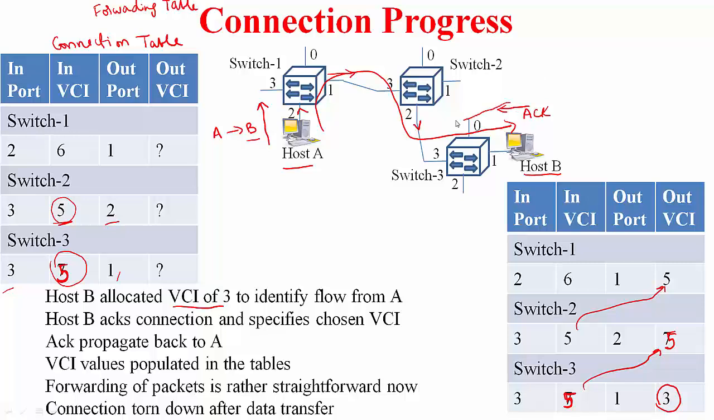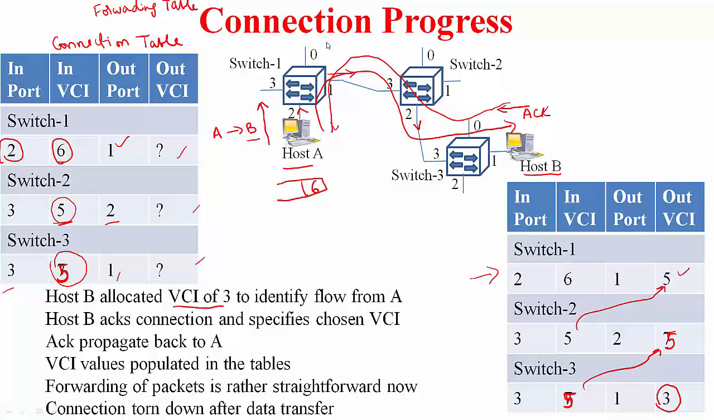Now as this ACK from B propagates back to host A, all these out VCI fields are filled up as shown here. Now forwarding of a packet is very straightforward. When host A assembles a packet to host B, it is going to put a VCI of 6 and send it to switch 1. Now switch 1 is going to consult the connection table, and within this table it is going to see that this packet has come on port 2 with VCI 6, which means I have to send it out on port 1 and with VCI 5.